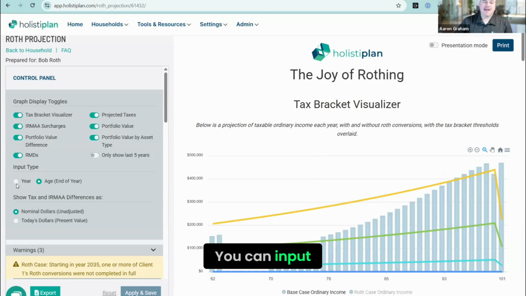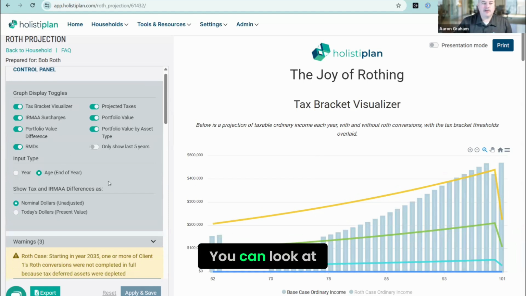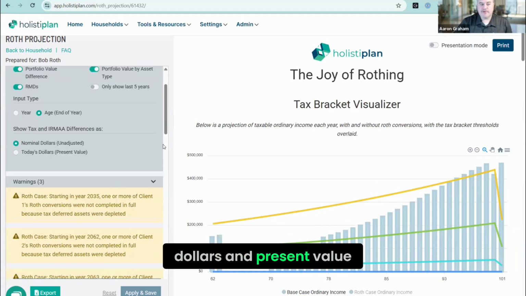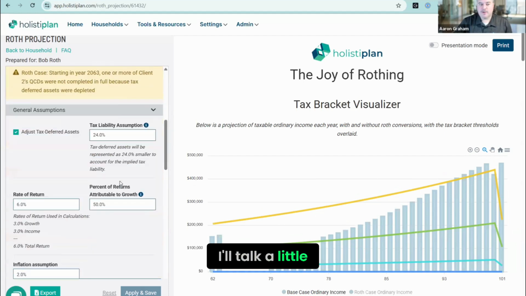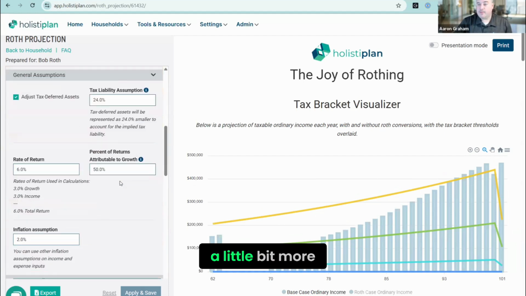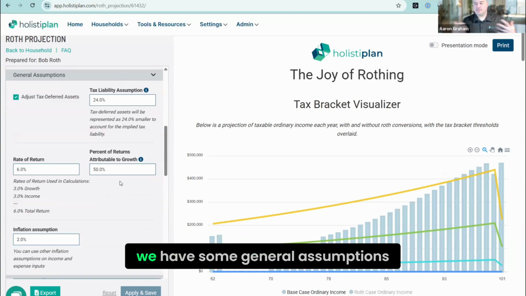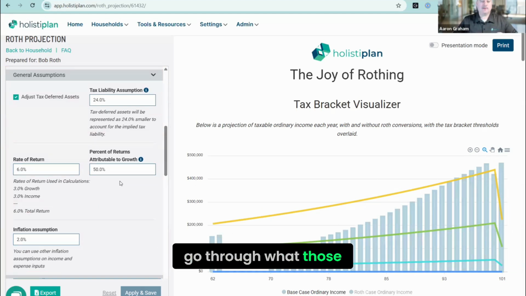You can input by age or by year. We can look at nominal dollars or today's dollars and present value. We have a warning section. A little bit more about that later, rather. We have some general assumptions. We're going to go through what those look like.